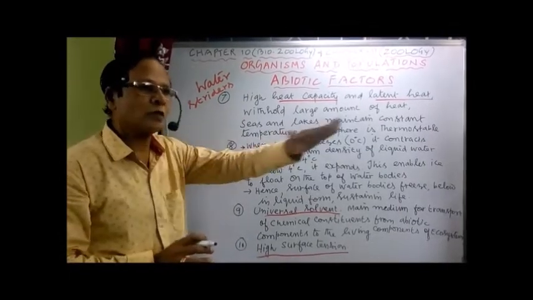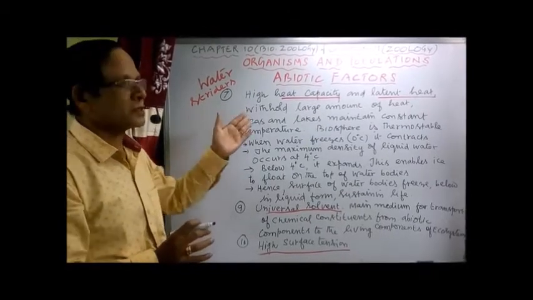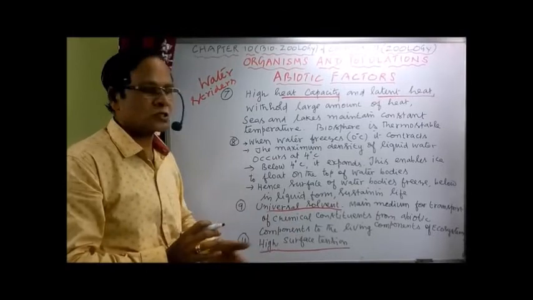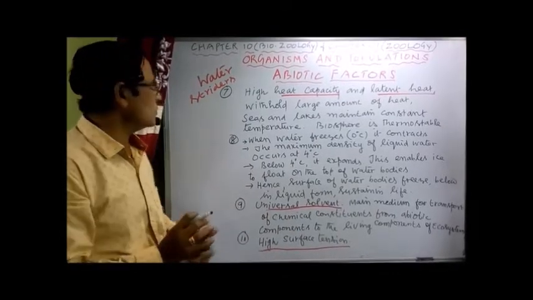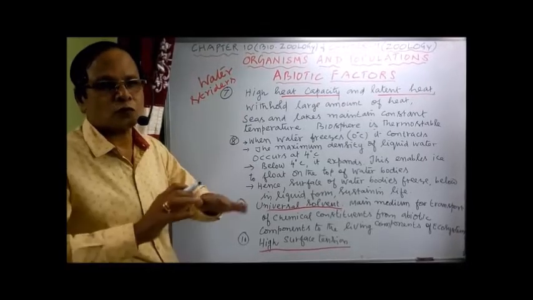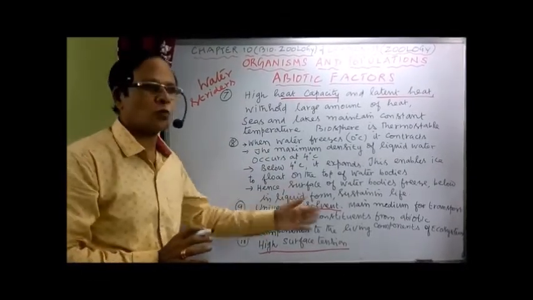Normally the animals moving on the water surface are called water striders. They can float easily on the surface of water. This is because of the high surface tension of water. Even though these objects are heavier and denser than water, they can float easily on the surface. This is because of high surface tension.